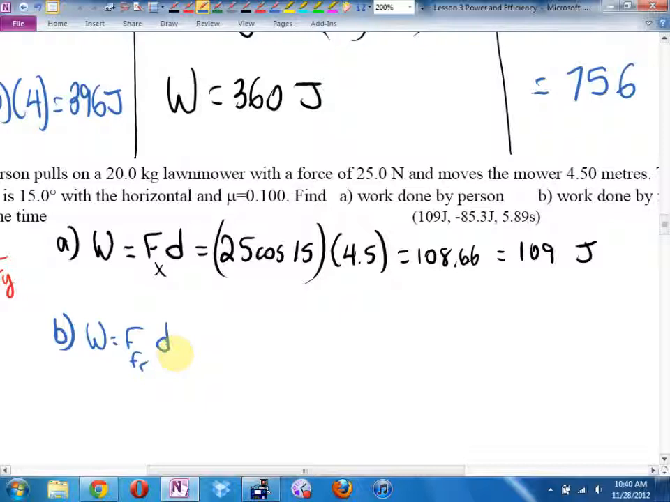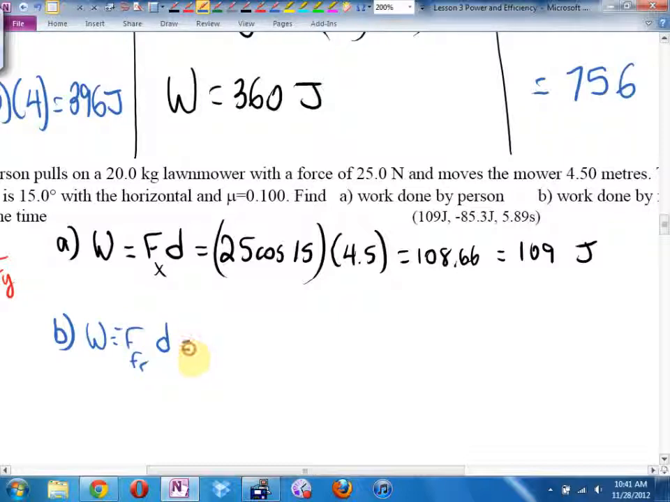Which way is this lawnmower moving? To the right in my diagram? Yes? Which way is friction acting? So you're saying that the force is in the opposite direction of the distance? But a negative. We're losing energy to friction.